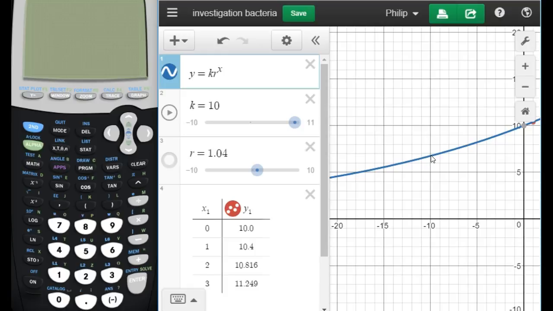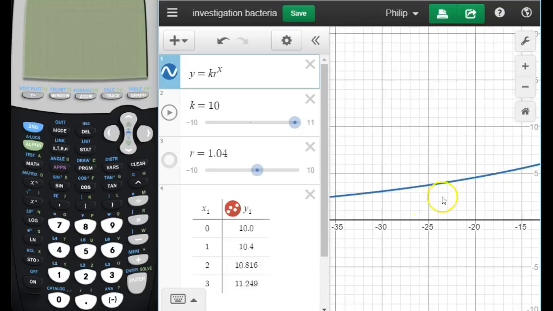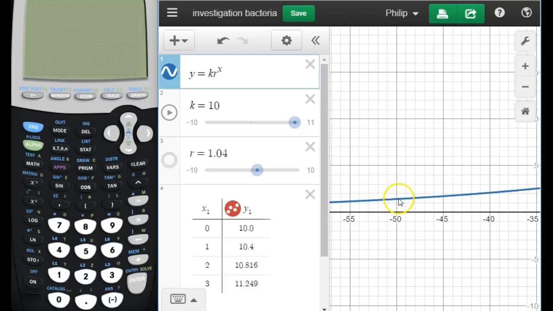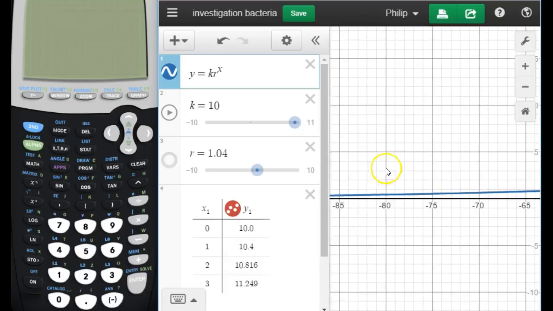6.756. Okay. What about 50 minutes ago? 50 minutes before the experiment started. The amount of the bacteria is about 1.4. And what about 100 minutes ago?